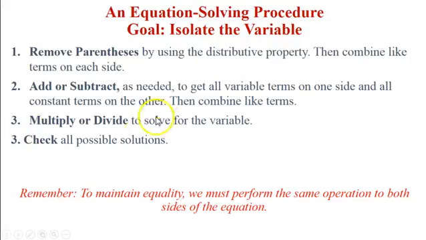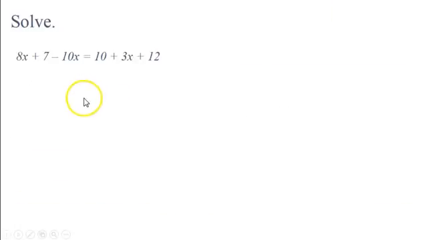Now if we look back at our steps, number one is remove parentheses. We don't have any parentheses, but then we can combine like terms on each side. So that's what we're going to start with. So what are like terms? Like terms are variables that are the same or constants that are the same. The x here is a variable. If it's just 7 with no variable attached, that's called a constant. So 7 is a constant, 10 is a constant, and 12 is a constant.